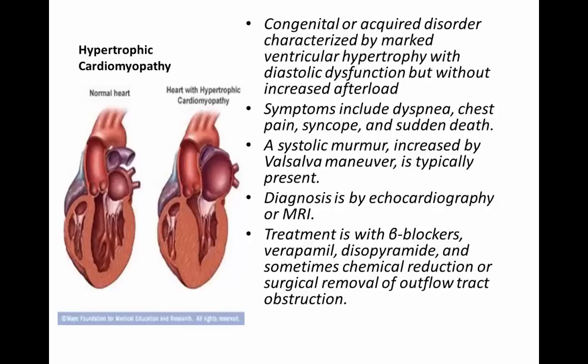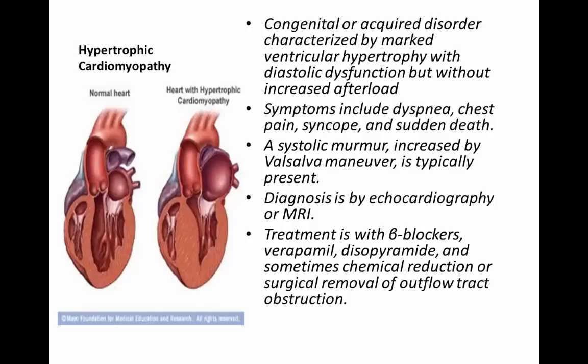So basically, as I said, dyspnea, chest pain, syncope, and sudden death are the most common manifestations. They tend to have a systolic murmur increased by Valsalva maneuver that is typically present. The diagnosis is by echocardiography or by MRI, and the treatment again is beta blockers, verapamil, and sometimes, most commonly in the pediatric population, myomectomy.